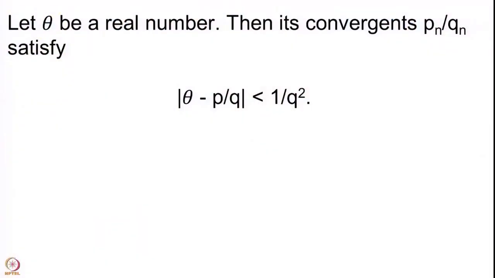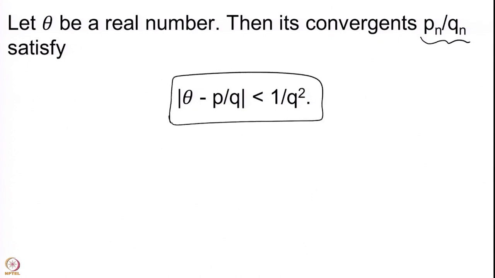So, we have proved this that whenever theta is a real number and we take the continued fraction expansion for theta, and suppose Pn upon Qn denote the convergents, then these convergents satisfy this inequality. So, this is what we had said, that the convergents give you a good approximation for theta.